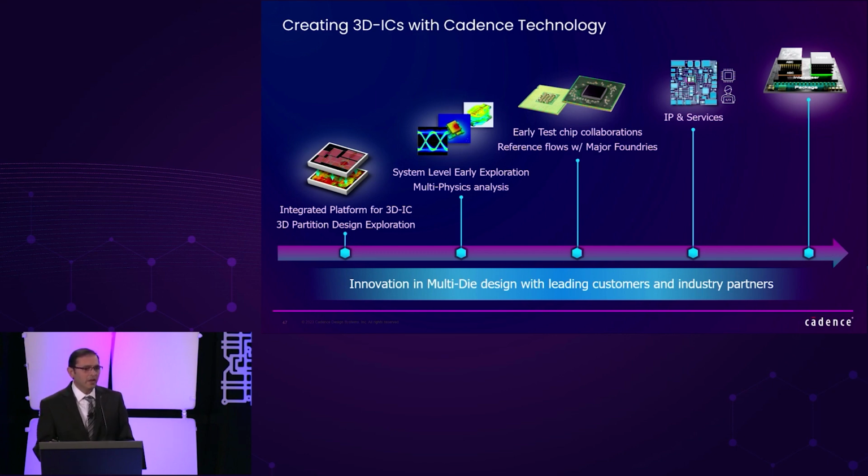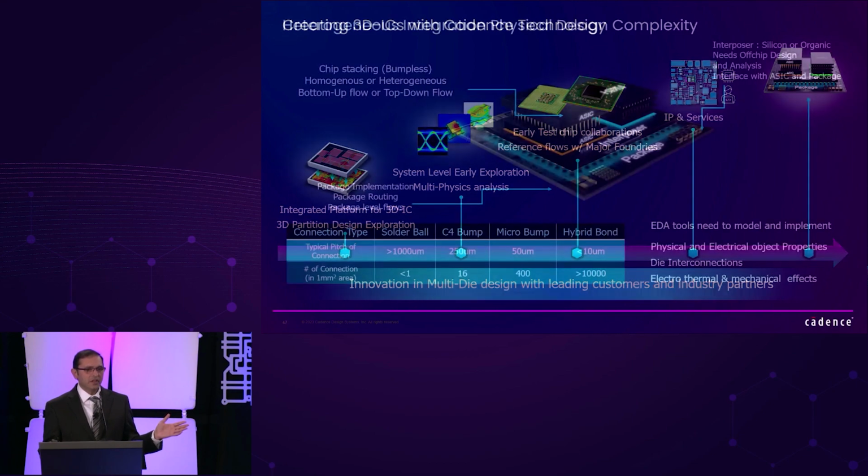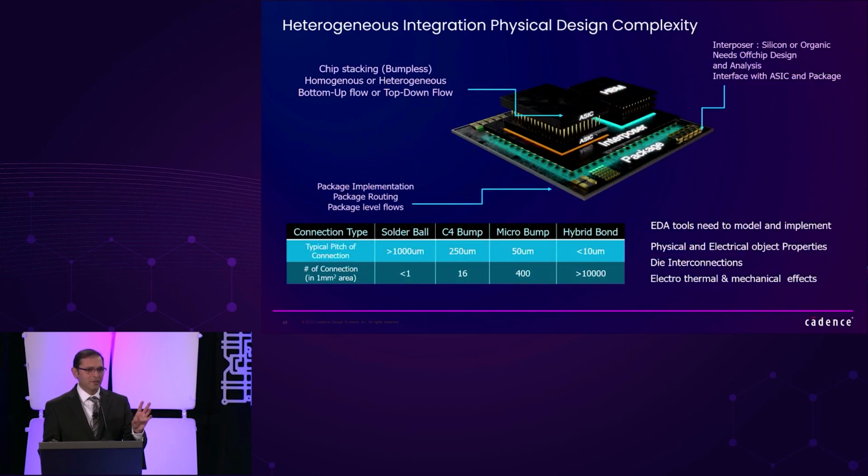Now, when we look at the complexity, I chose this particular picture because it shows that in a 3D IC, you're building multiple layers. And at each of these layers, there are different types of interconnects. And the scale of those interconnects is quite different. For example, the solder balls that go on the bottom of the package are 1,000 microns pitch apart, whereas the hybrid bonds that connect two advanced node dies together are in the range of under 10 microns.